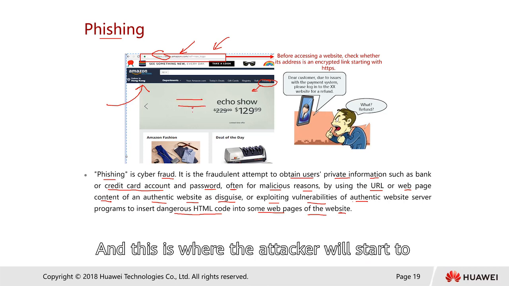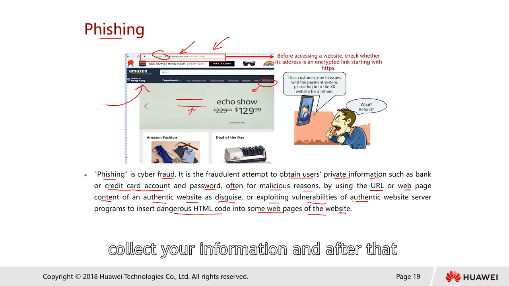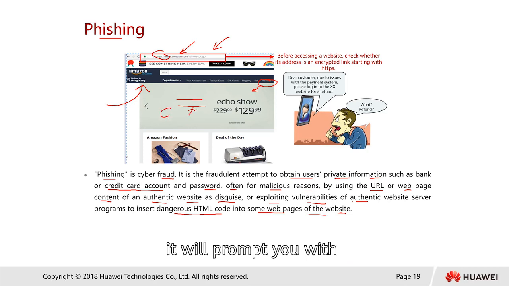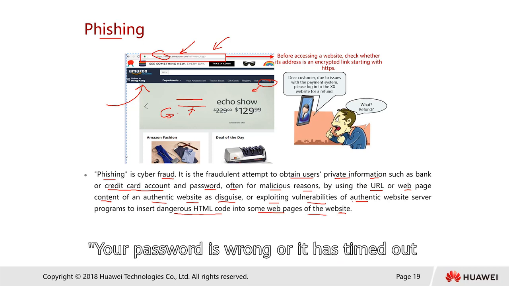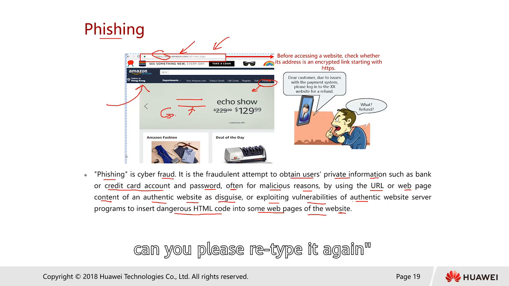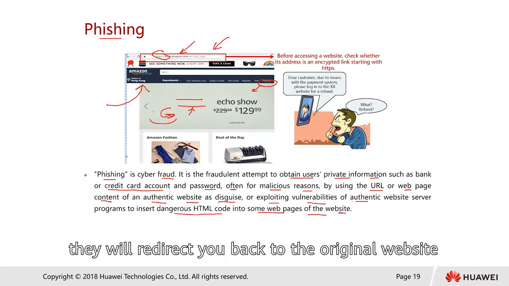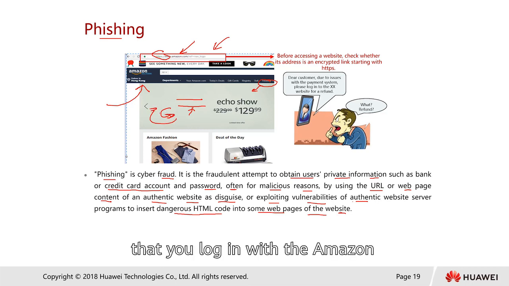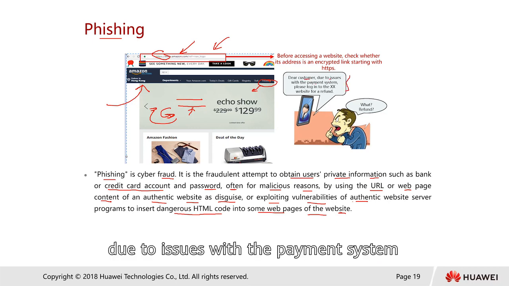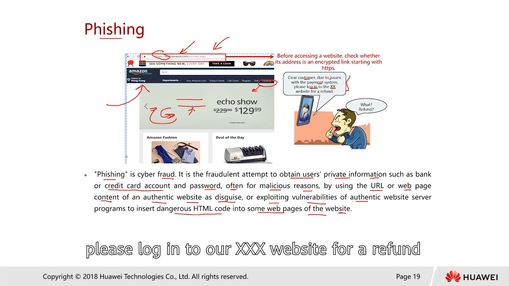And this is where the attacker starts to collect your information, and then prompts you that your password is wrong or mistyped, asking you to please retype it. Maybe during that time they will redirect you back to the original Amazon website that you log in with. Okay, so this is one simple example. "Dear customer, due to an issue with the payment system, please log in to our XXX website for refund."